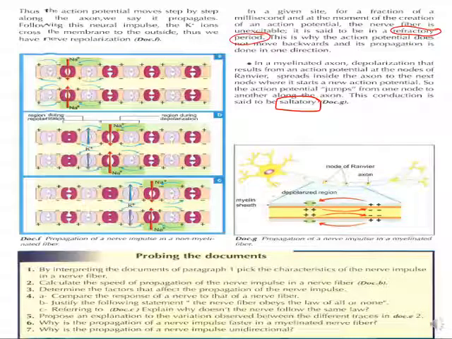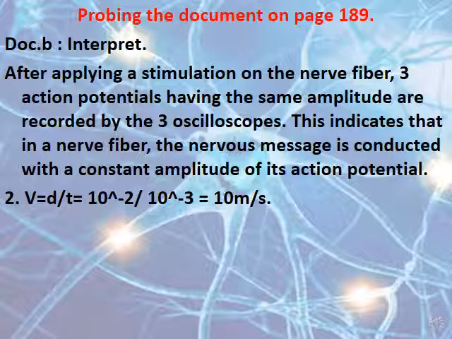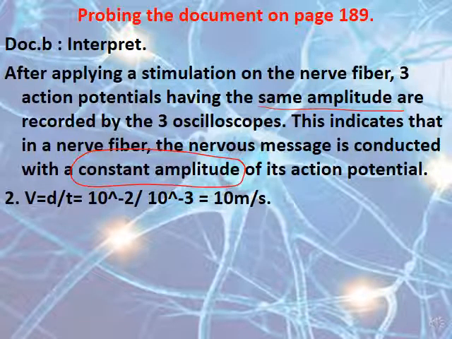So by the interpretation of document paragraph 1, pick up the characteristics of the nerve impulse. We said that the nerve impulse is conducted with constant amplitude, as we said before. So after applying stimulation on the nerve fiber, three action potentials having the same amplitude are recorded by the three oscilloscopes. This indicates that in the nerve fiber, the message is conducted with constant amplitude of its action potential.